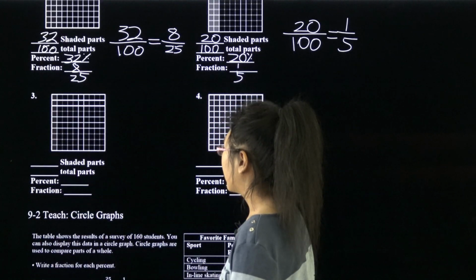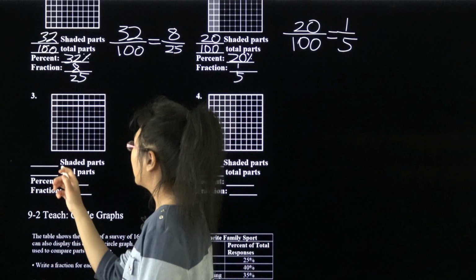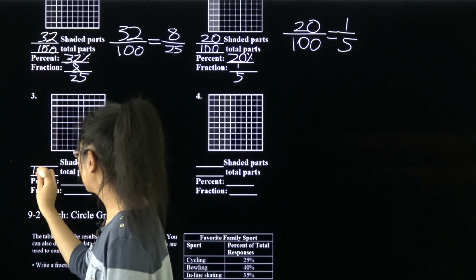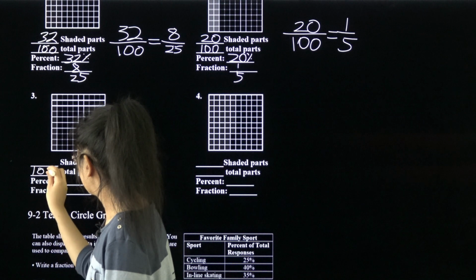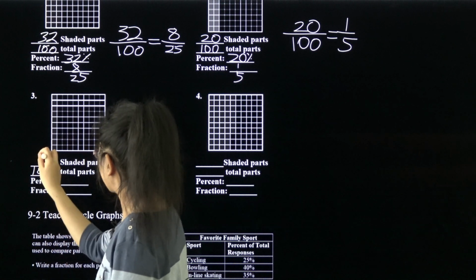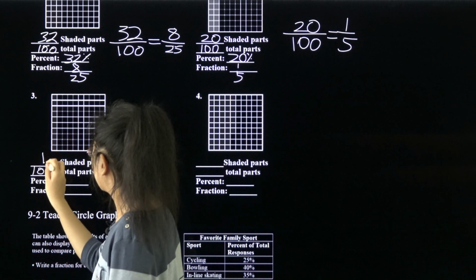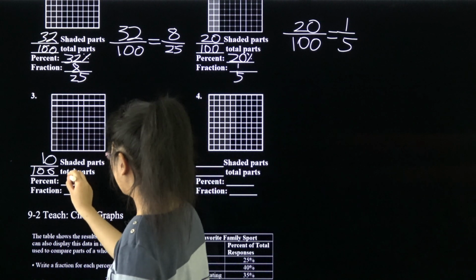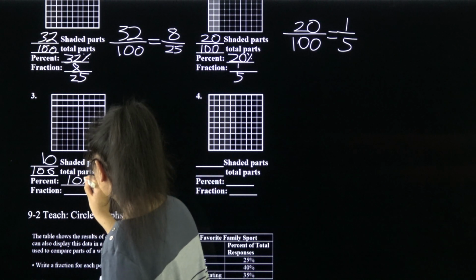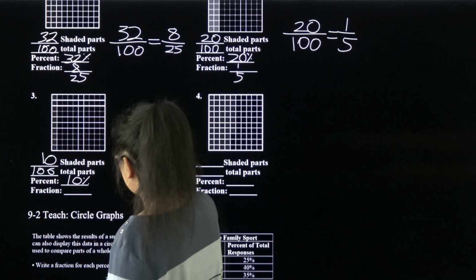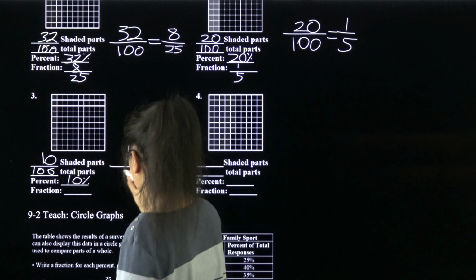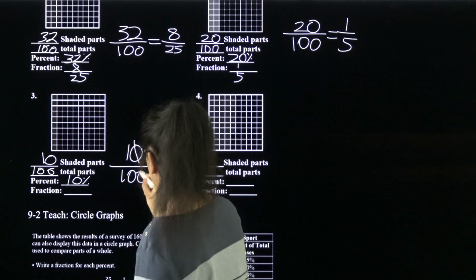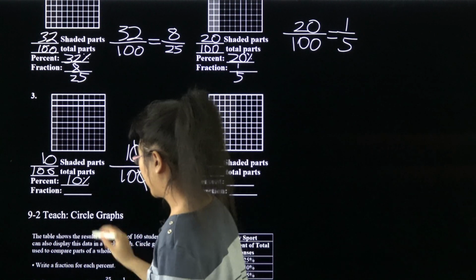Now, questions 3 and 4 for more practice. There's 100 total parts, like usual, and there's 10 shaded parts. So the percent would be 10%. But the fraction would be 10 over 100. And this is easy: 1 over 10.